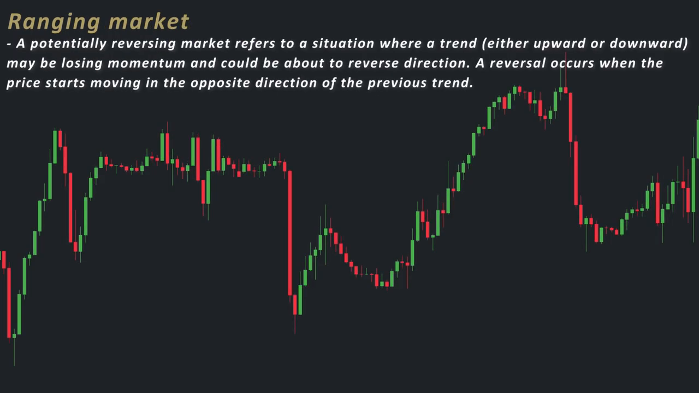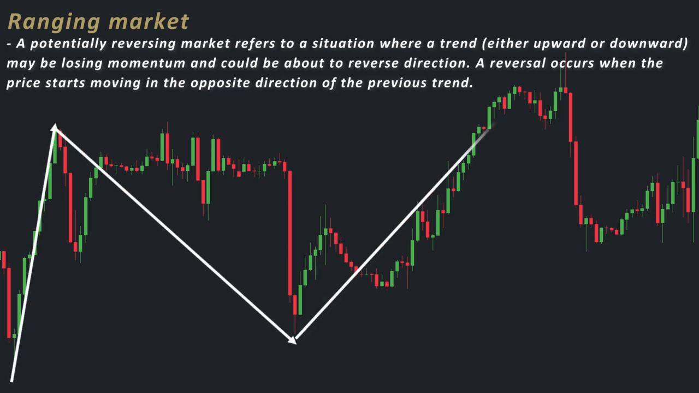A ranging market, also called a sideways market, is a market condition where the price fluctuates within a specific range, moving between established support and resistance levels without a clear upward or downward trend. A potentially reversing market refers to a situation where a trend, either upward or downward, may be losing momentum and could be about to reverse direction. A reversal occurs when the price starts moving in the opposite direction of the previous trend.